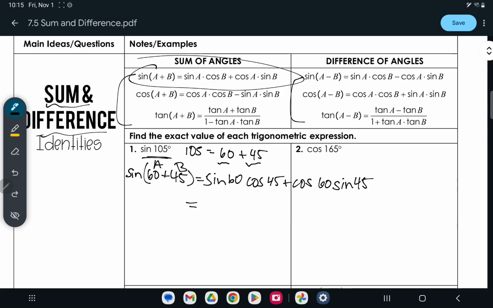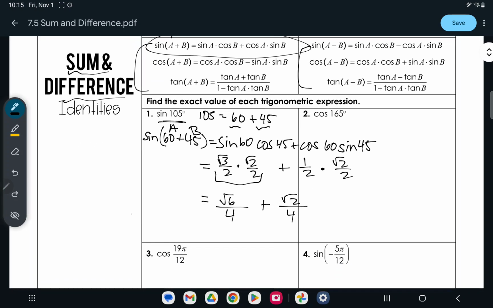So sine of 60 is root 3 over 2 times cosine of 45, which is root 2 over 2, plus cosine of 60, which is 1/2, times sine of 45, which is root 2 over 2. So I'm going to multiply these. So that's root 6 over 4, and then that's root 2 over 4. And I can combine it into one, root 6 plus root 2 all over 4. And that is the exact value. Okay?